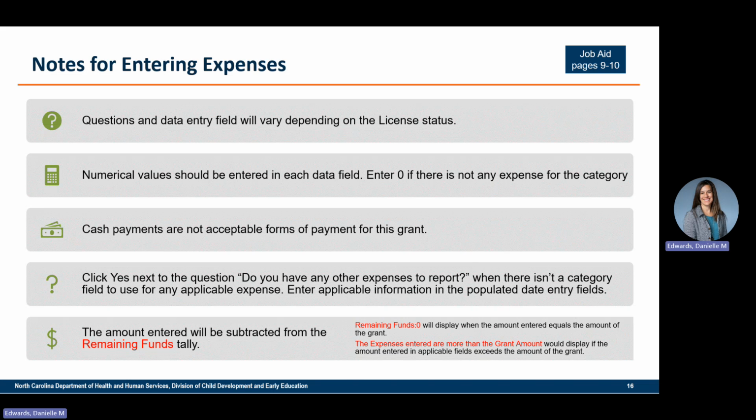Click yes next to the question, do you have any other expenses to report, when you see there is not an appropriate category for your expense. Enter the applicable information in the entry field. The amount entered will subtract from the remaining funds tally. Remaining funds 0 will display when the amount entered equals the total amount of the grant. The expenses entered are more than the grant will display if you have entered expenses that exceed your grant amount.